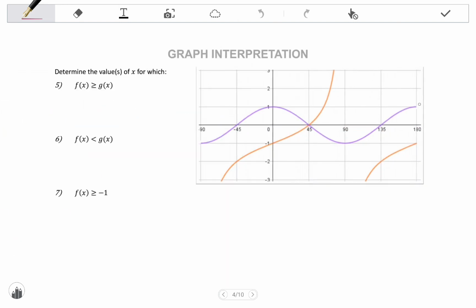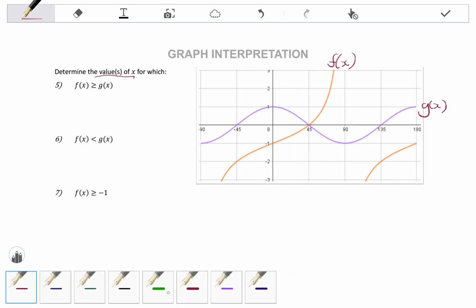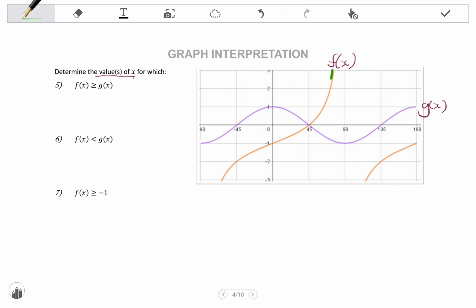Still with the same graphs. This is g of x, this is f of x. Determine the values of x for which f of x is greater or equal to g of x. This is asking whether y values of f are bigger than the y values of g of x. So it's where f of x is above g of x. So we use the y values to understand which part of the graph we are talking about. So f of x is above g of x only in this green section.